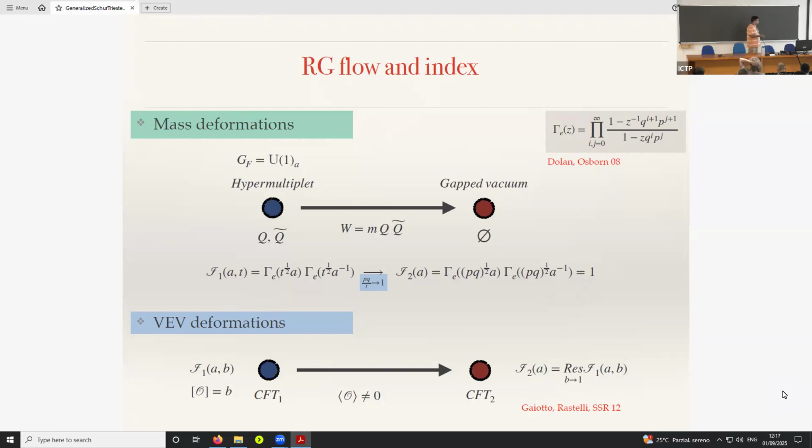Okay, we only have the vacuum. We don't have excitations above the vacuum here. So everything is consistent, and this is a trivial example.